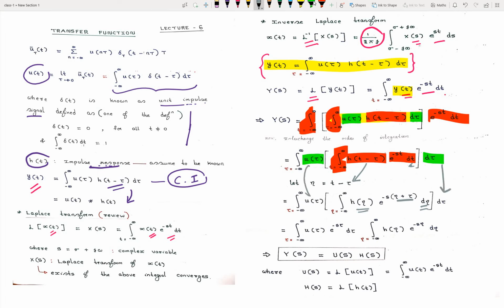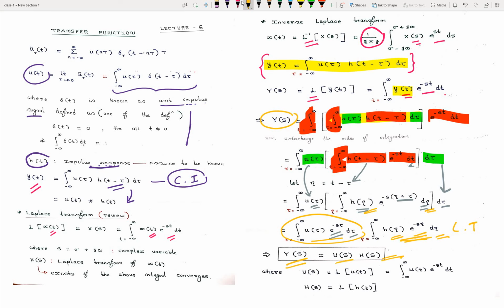Input u(tau). Now I separated this with respect to integration. Here we have u(tau), exponential minus s tau, and d tau. And here we have h(eta), exponential minus s eta, and d eta. This is again the standard definition of Laplace: the input gets multiplied with e to the minus s tau d tau, and h gets multiplied with e to the minus s eta d eta. The final result will be Y(s) equal to U(s) times H(s).